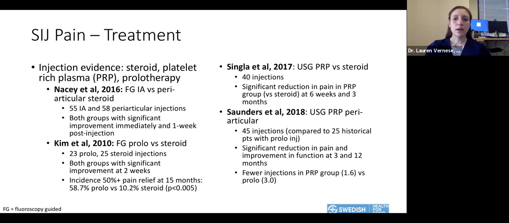Then we're looking at steroid versus PRP. Singla et al. in 2017 found that PRP was superior to steroid at the 6-week mark and at the 3-month mark. And then looking at PRP versus prolotherapy, it's a somewhat poor study, I would say, but they found that PRP was superior to prolotherapy at both 3 and 12 months and also required fewer injections. And you can see here the prolotherapy group required 3 injections, which is time consuming for a patient to come in. And there is also a risk of infection with reinjection, although it's extremely low.